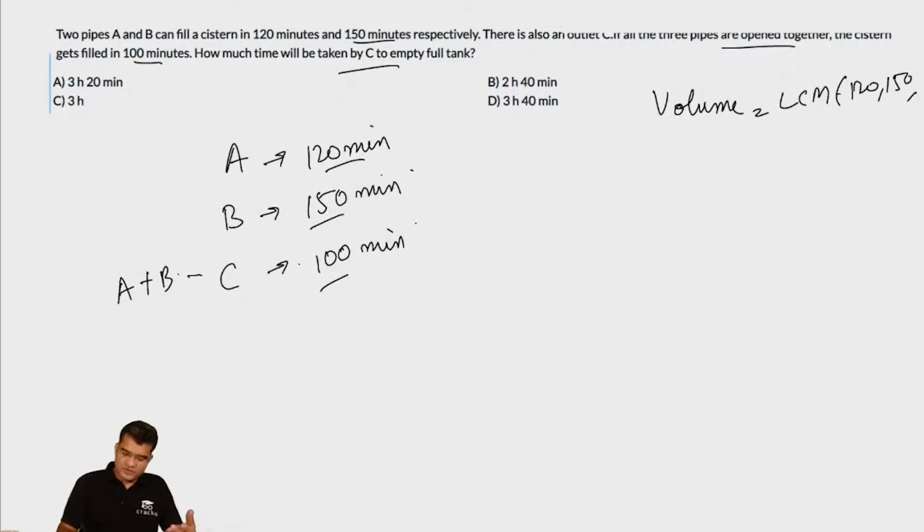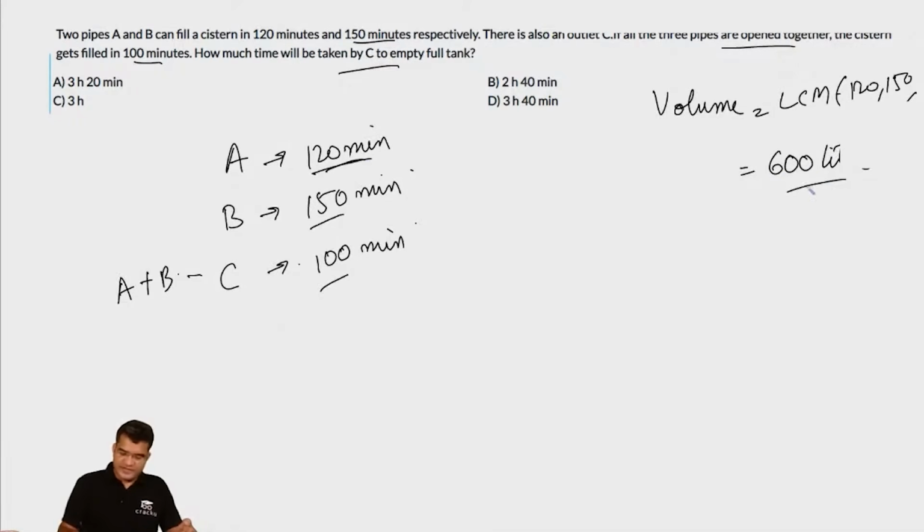There is no reason to really assume the volume to be equal to the LCM other than to make the calculations easy. You can assume the volume to be equal to anything. You can even give it a variable. But if you assume that it is equal to the LCM, calculations become faster and you will be able to get the solution much easier. So the LCM of 120, 150 and 100 is 600. So let us assume that the volume of the tank is 600 liters.